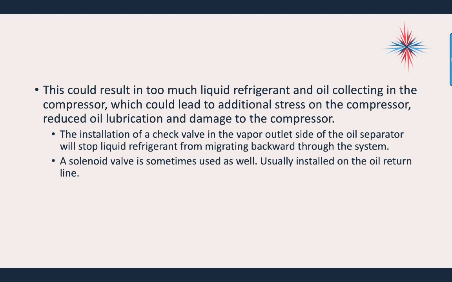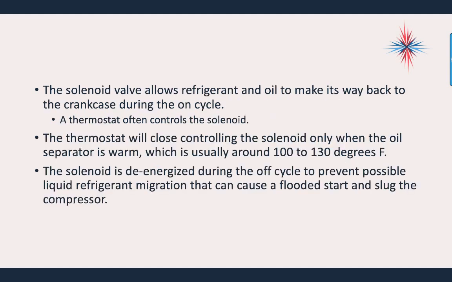The installation of a check valve in the vapor outlet side of the oil separator will stop liquid refrigerant from migrating backward through the system. A solenoid valve is sometimes used as well. It's usually installed on the oil return line.